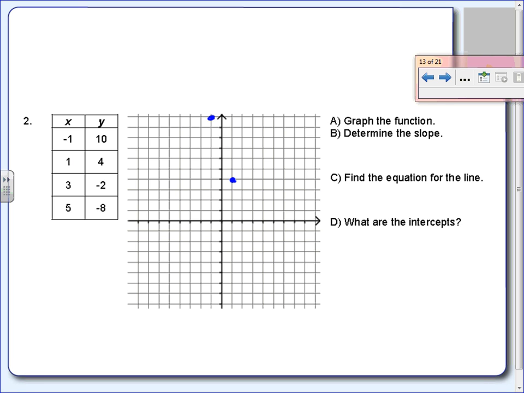Now let's find 3, negative 2. Here's my 3. Here's my negative 2. The last point is 5, negative 8. So let me find 5, negative 8. 1, 2, 3, 4, 5, 6, 7, 8. There it is. At this point, I have the 4 points plotted. Now I'm going to come over here and connect those dots. And there's my line.